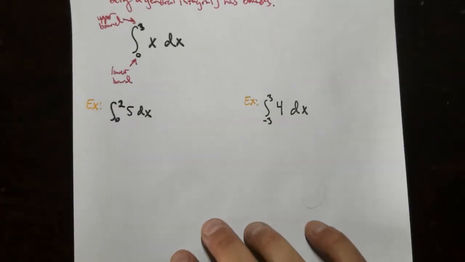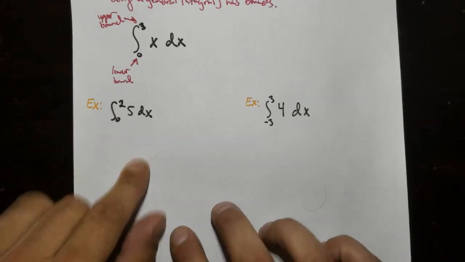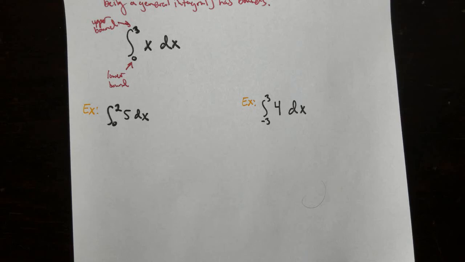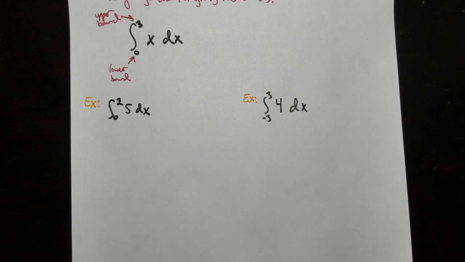So let's go straight to some examples. So we're going to take the definite integral from 0 to 2 of 5 dx. All the integrals we have today are pretty easy. I didn't make them very challenging. We will learn methods of finding integrals later, but this is pretty easy.